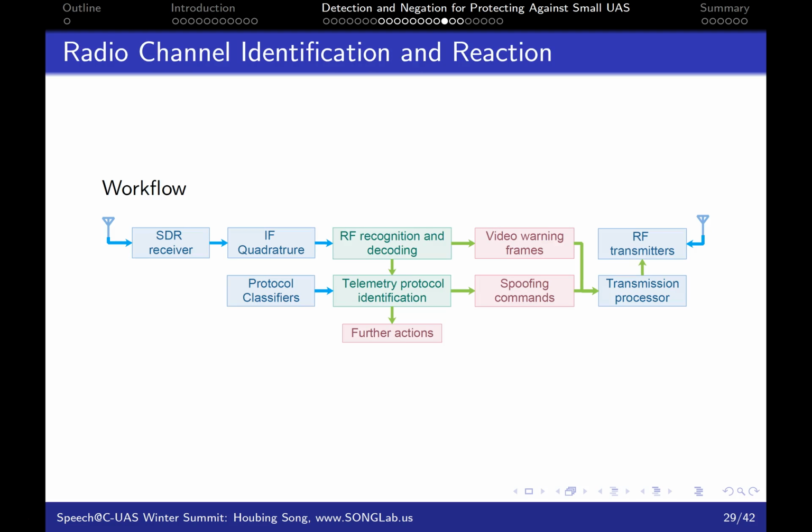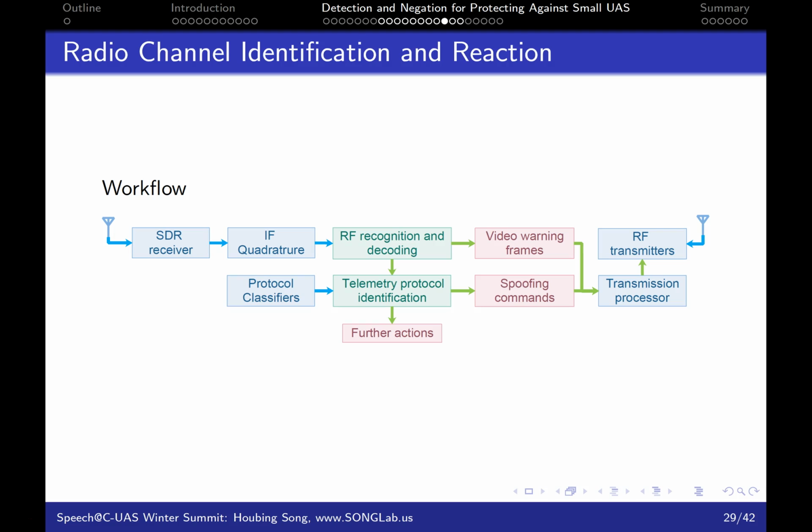So, radio channel identification and negation. With the workflow starting from the left, with a software-defined radio receiver, we can get the IF quadrature. Then we can do the radio frequency recognition and decoding.